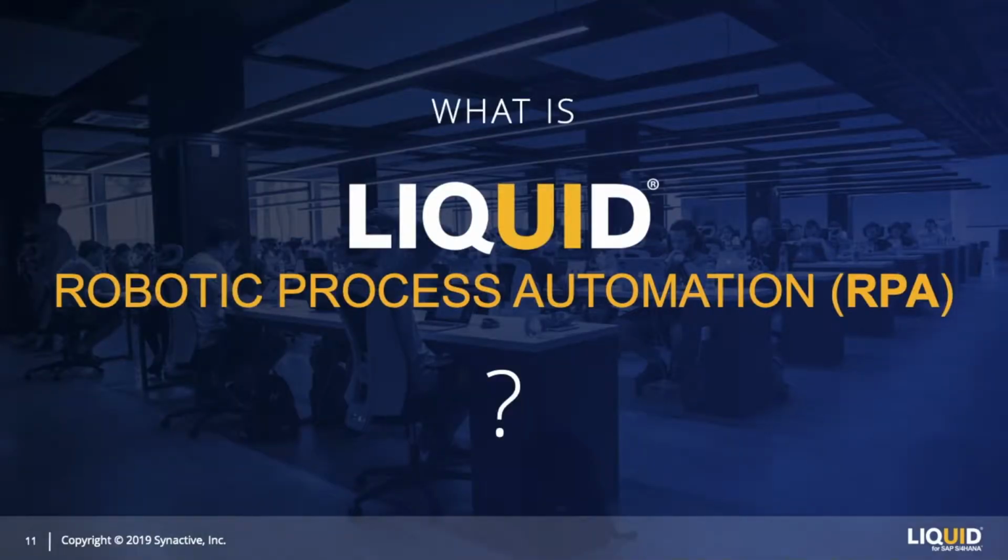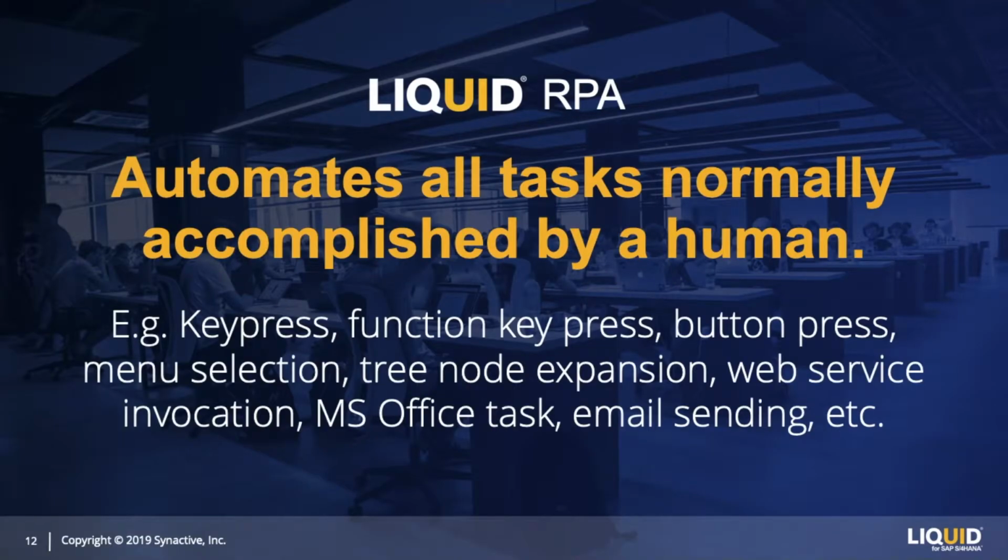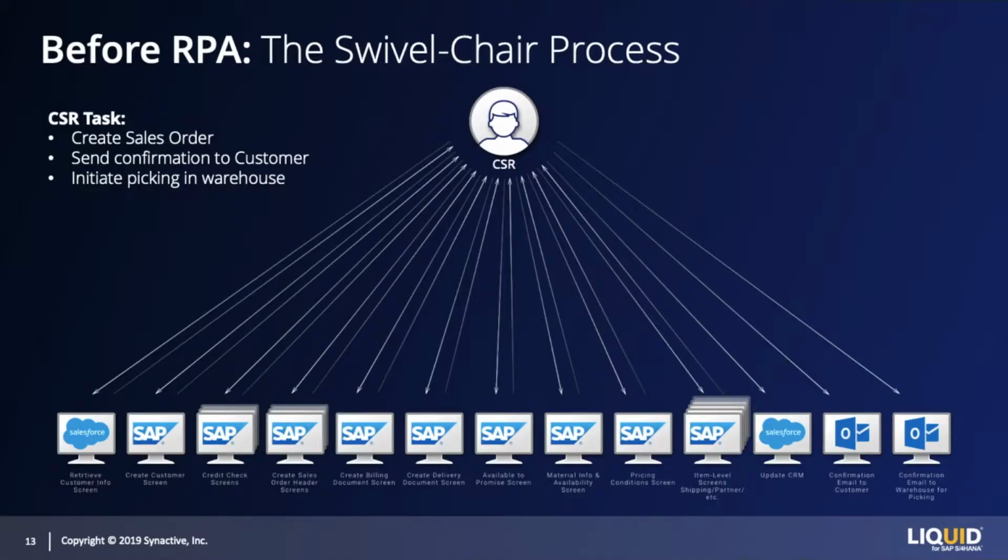All right, so what is Liquid Robotic Process Automation, or RPA? Well, Liquid RPA automates all tasks that are normally accomplished by a human in SAP. This includes both simple and moderately complex tasks, from pressing the Enter key or expanding a tree node to completing a task in Microsoft Office or sending an email. Let's clarify this with an example.